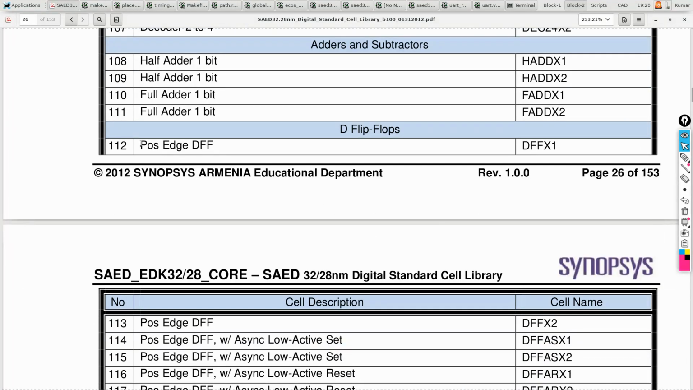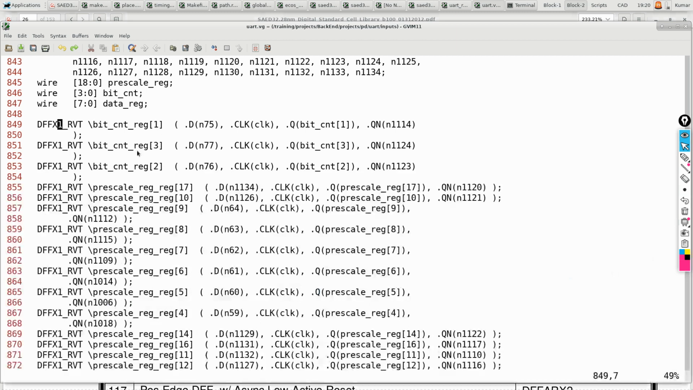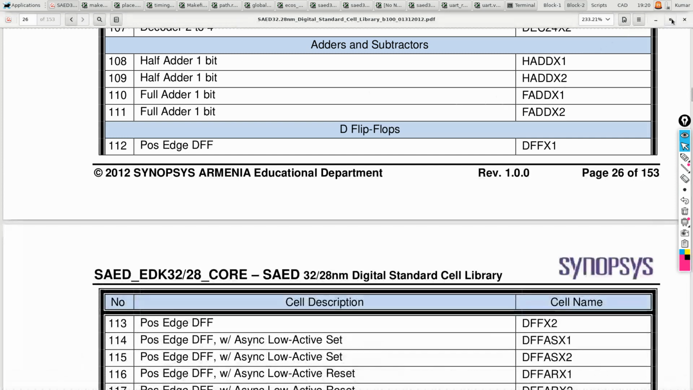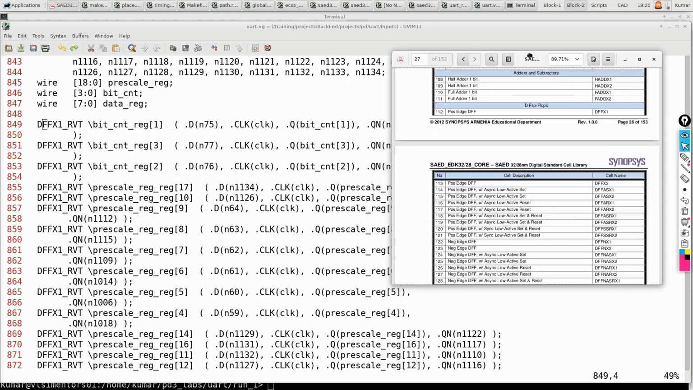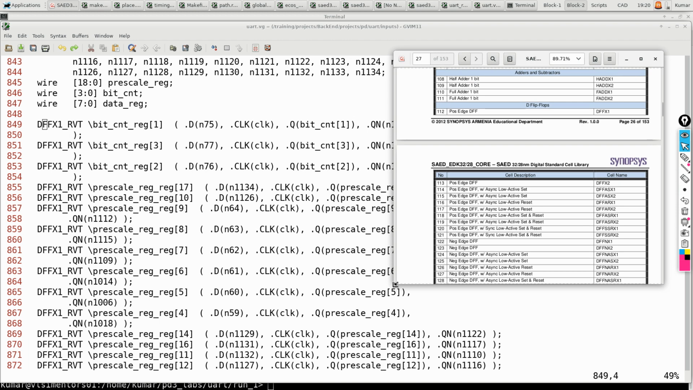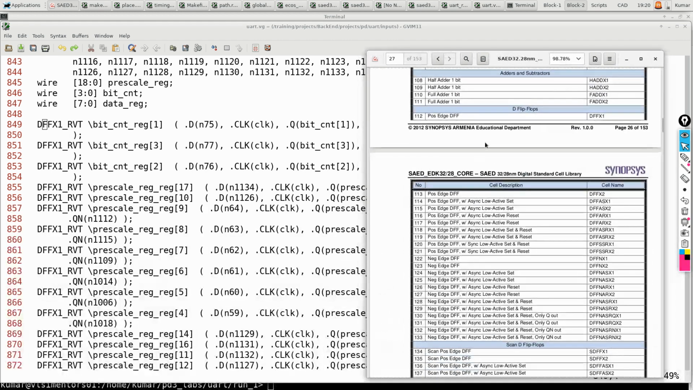So a passage DFF with both Q and QN outputs. You see here DFF X1. So this is the register, DFFX1, that is being used.